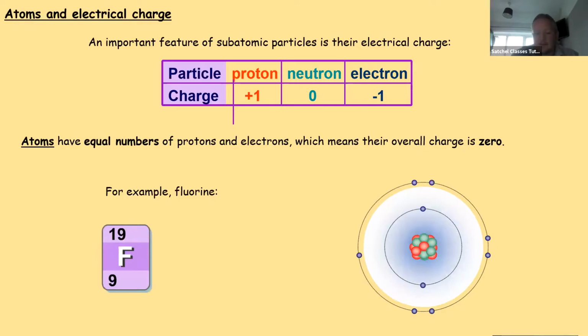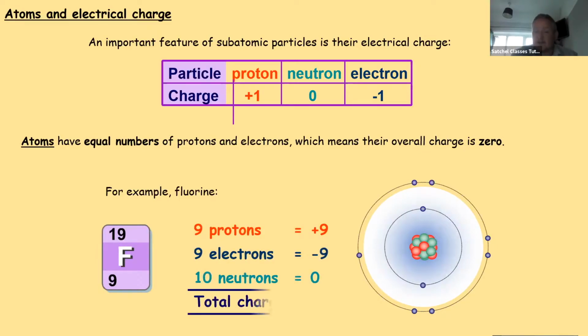Fluorine, as my example, contains 9 protons, which means it has 9 electrons. So I have 9 positive charges and 9 negative charges, giving me an overall charge of 0. It has 10 neutrons, and neutrons are electrically 0 anyway, so the total charge of this atom is 0.